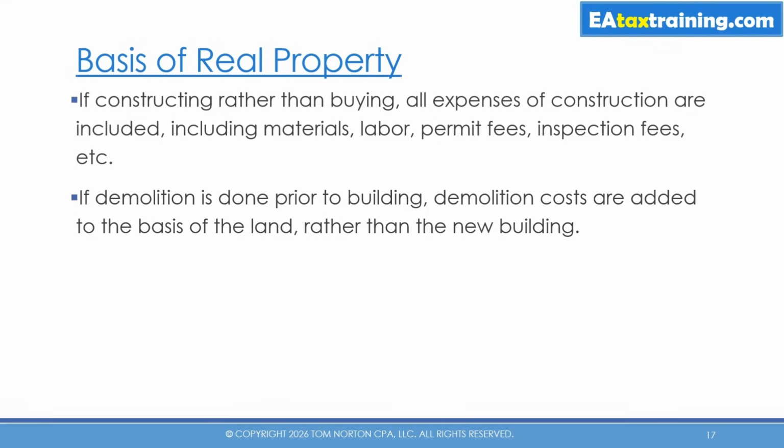Why does this matter? Well, if this is a building that we are using in a business, for example, it will be depreciable. So we would rather have those demolition costs added to the building because then we can depreciate them, expense them over time. Remember, land is not depreciable. So when we add that to the land, we do not get to depreciate it. So if we had our druthers, we would add the demolition costs to the cost of the building rather than to the land. But we don't have our druthers. We have to add those costs to the basis of the land.